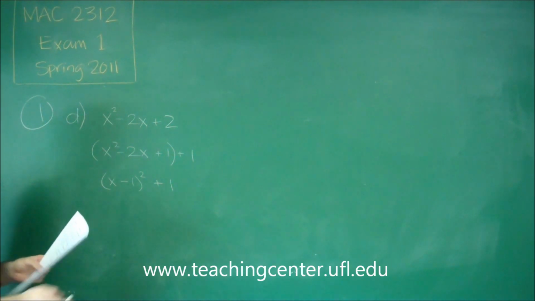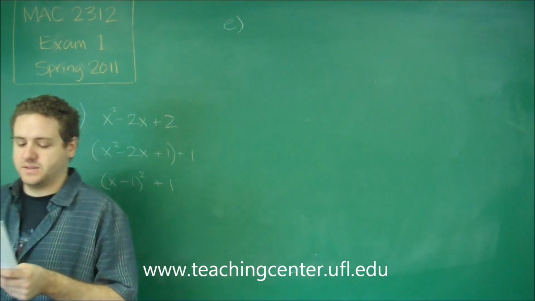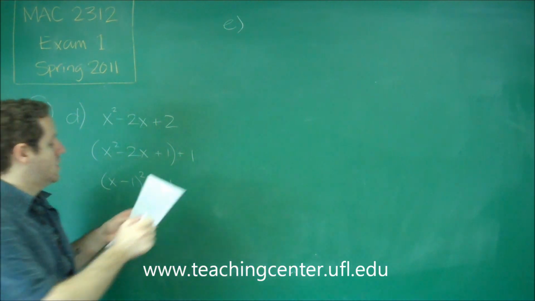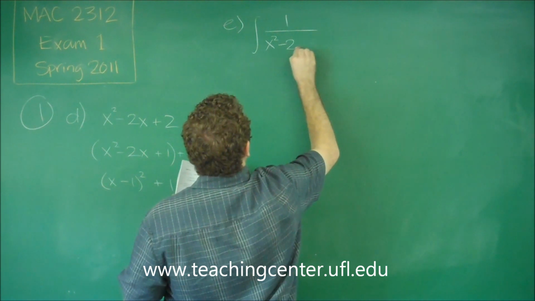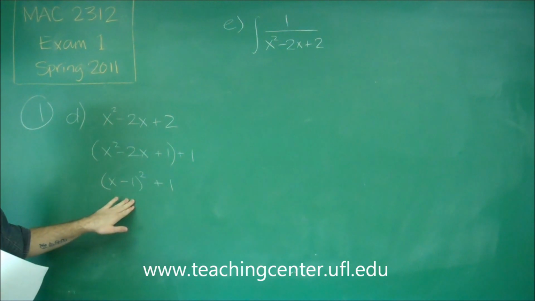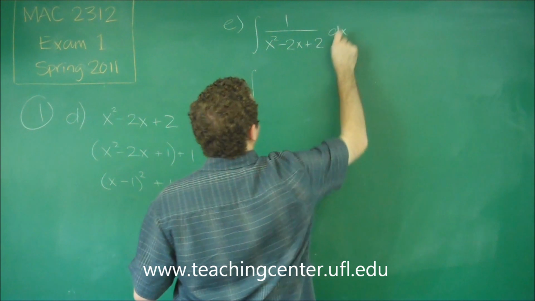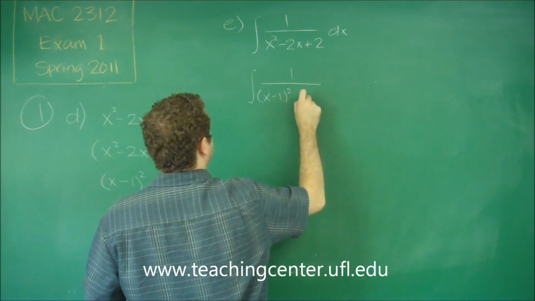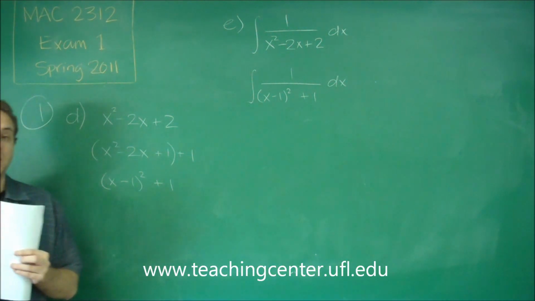So let's use that to evaluate letter E, which is to do the integral of 1 over this function. That's a misprint on the test. It should be x squared minus 2x plus 2, the same thing we just did. So if we're going to integrate 1 over x squared minus 2x plus 2, we want to put it in this form. So instead, we're going to say this is the integral dx, of course, 1 over x minus 1 squared plus 1. And this form you should recognize as an arctangent.